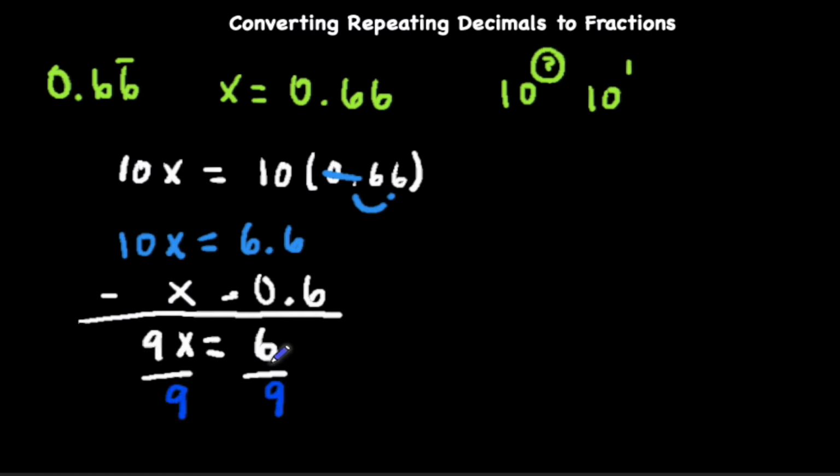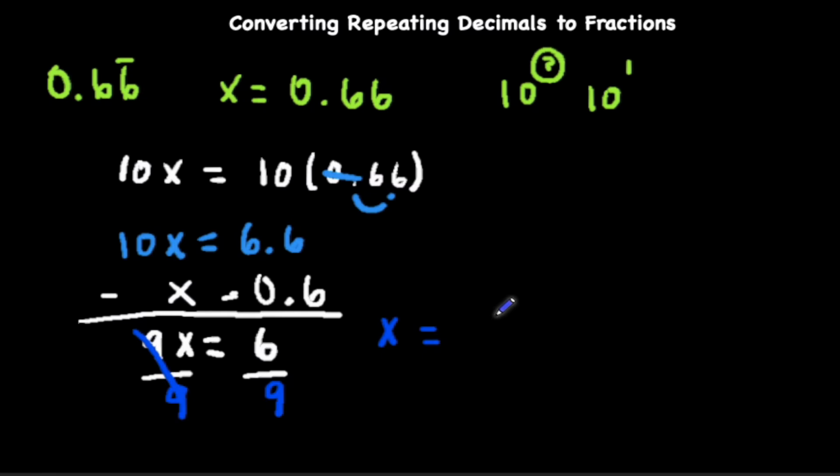Now we're going to solve for x. We know that 9 divided by 9 is simply 1, so we're left with 1x, and of course, we don't write the 1. It's understood to be 1. So x equals 6 divided by 9.